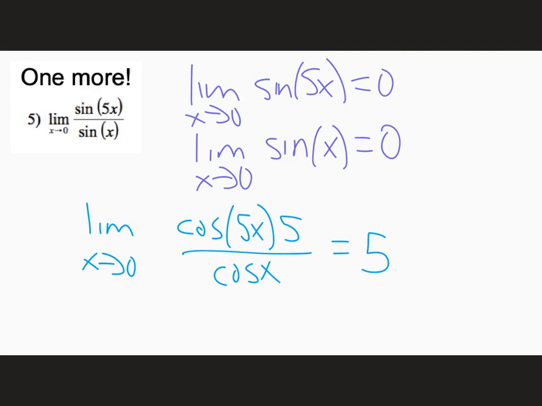Which, if you put sine of 5x and the sine of x into Desmos and you zoom in, the sine of x, the slope will look like 1. The sine of 5x, the slope will look like 5. Hence why we're getting 5 over 1, which is 5. And that's all I wrote.